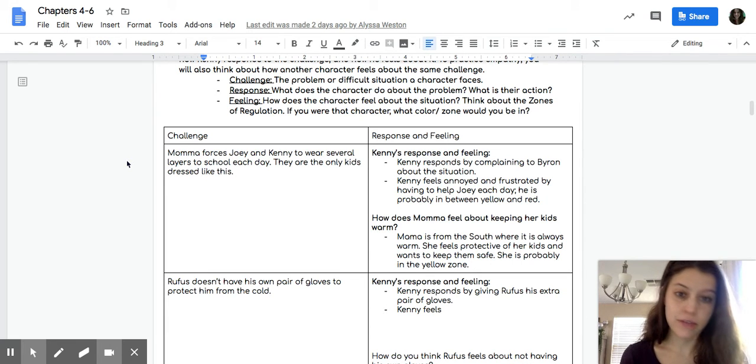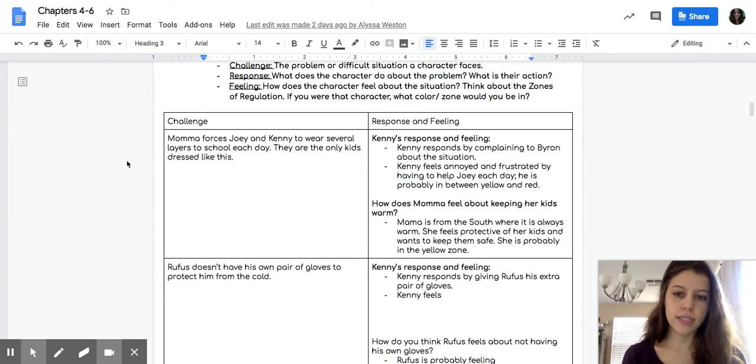And then the feeling is how the character feels about the situation. I think this one's really relatable. So you can think about the zones of regulation, and maybe if you were that character, what color, what zone would you be in? And the first one is done for you here. So the challenge, the first situation, is that Mama is forcing Joey and Kenny to wear those several layers of clothing to school each day. They put the multiple pairs of pants and jackets on, and they're the only kids dressed like this.